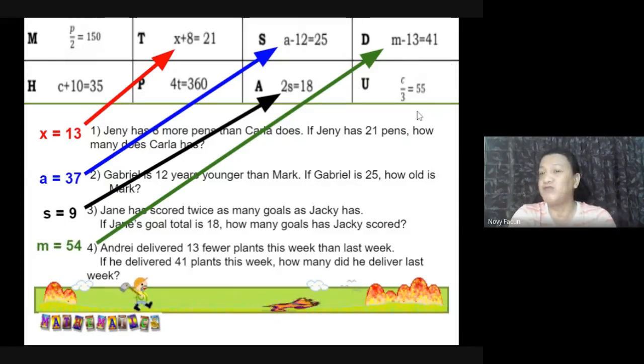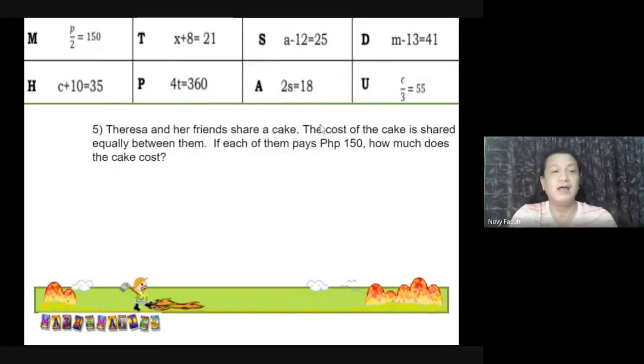And that is 54. So, did you get the pattern? Did you notice that we just reversed our solution? When the given is subtraction, you have to add. If the given is multiplication, you have to divide, or vice versa. And another problem, we have number 5.